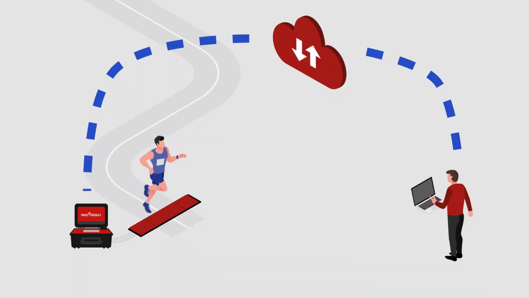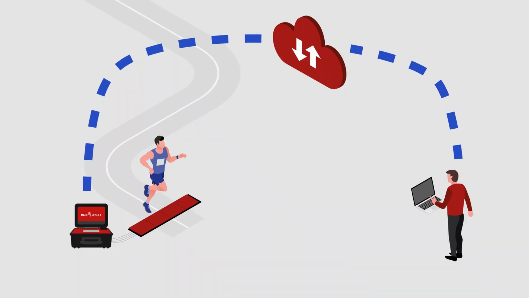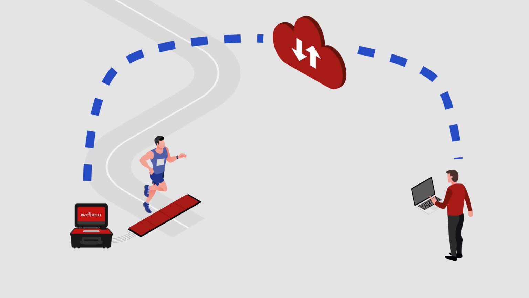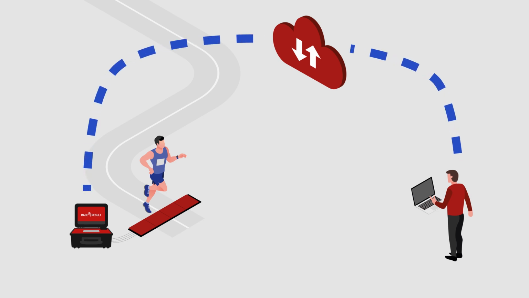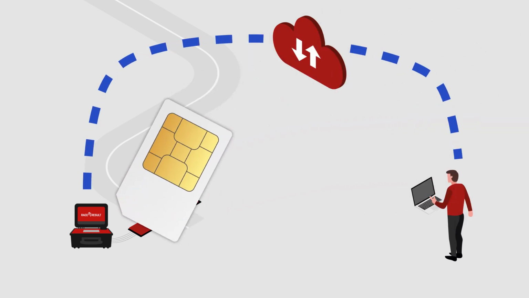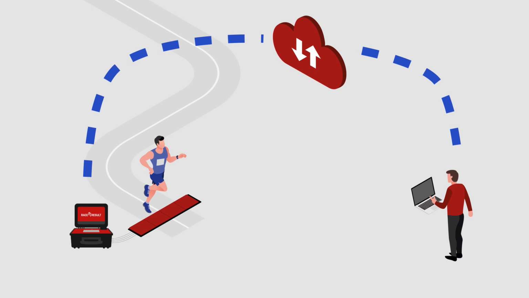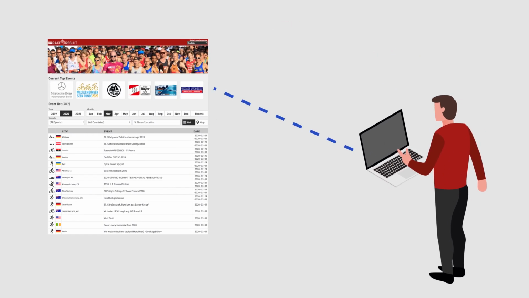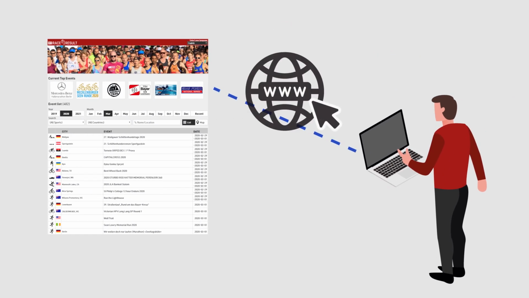You could also use the decoder's built-in modem to upload timing data remotely, for example if the decoder is too far away for an Ethernet connection. But be aware, you'll need a separate SIM card for this. If you want to publish live results during the event, make sure to have an internet connection available on the timing laptop on race day.